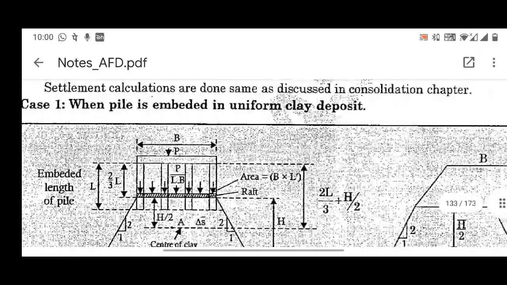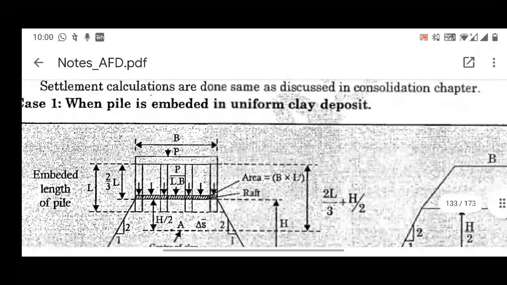Now you can see this is an example of a pile group. This is not a case of a freestanding pile. This is the pile foundation where the pile cap is there, and below the pile cap we have the piles installed, and the depth up to which the piles are embedded is considered as the L length. Two-thirds of the L we are considering here, and from two-thirds the load spread is there. This is the load spread from two-thirds of the length.